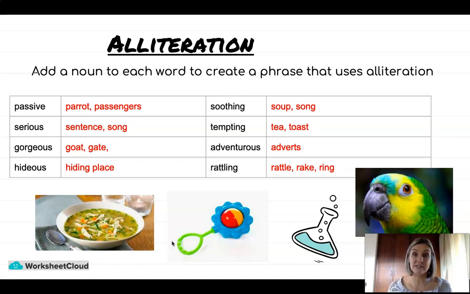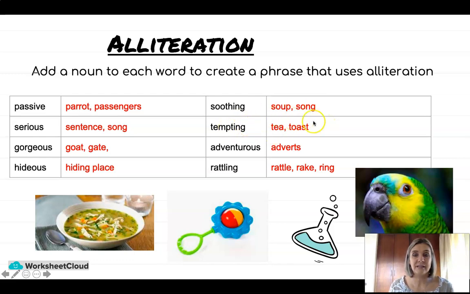Serious sentence. So a serious sentence or a serious song. The sound is repeated there, the consonant sound. Gorgeous goat or gorgeous gate. Hideous hiding place. That one was quite tough. Soothing soup or a soothing song. Tempting tea or tempting toast.